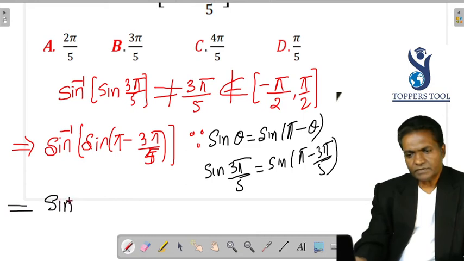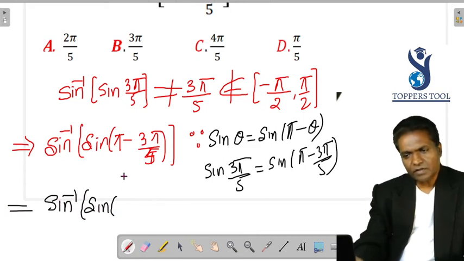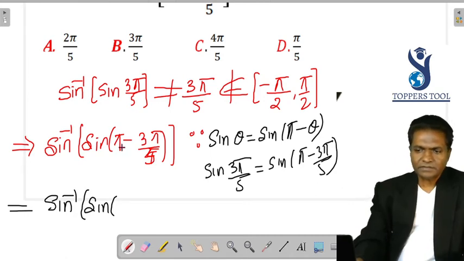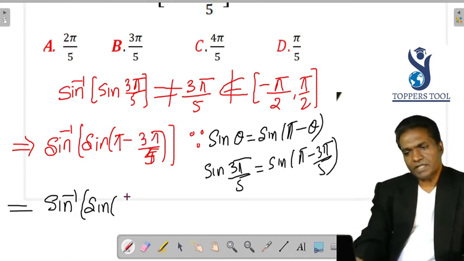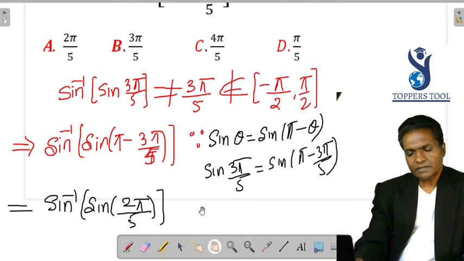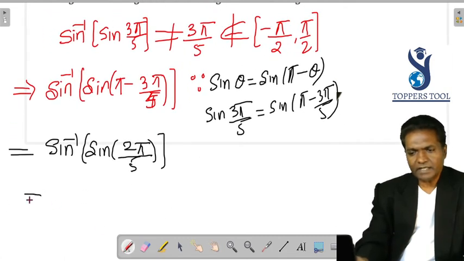This is sine inverse of sine of 5 pi minus 3 pi by 5. You will get 2 pi by 5. Now definitely this is equal to 2 pi by 5.